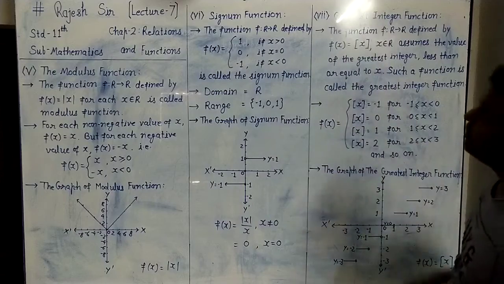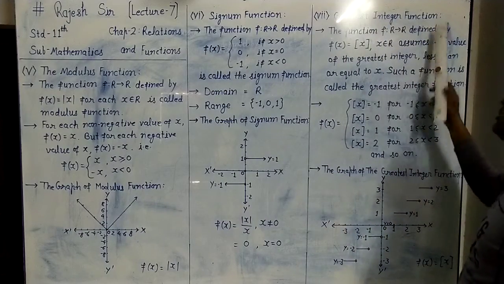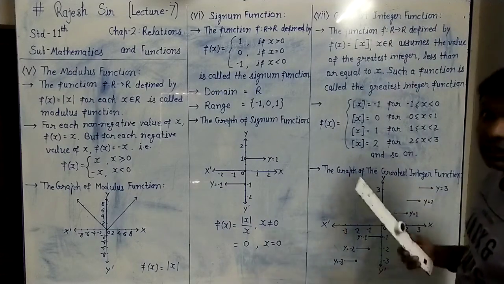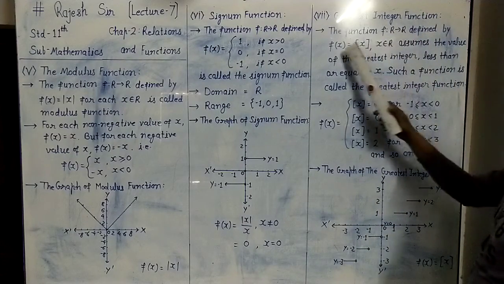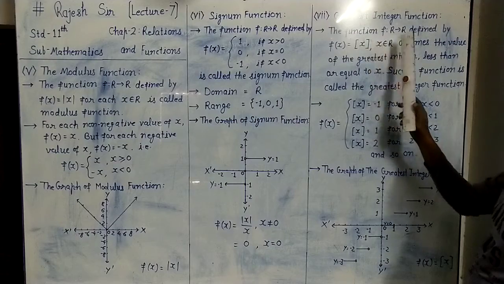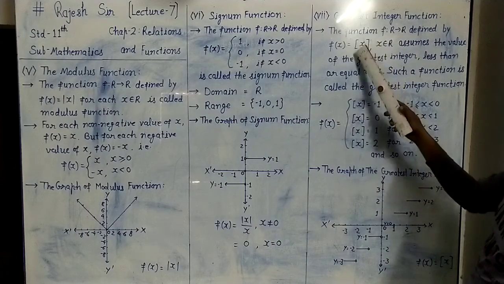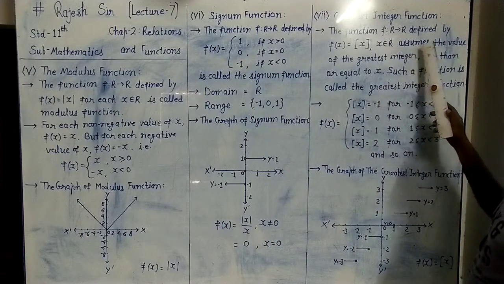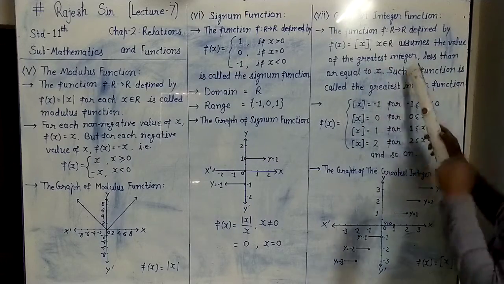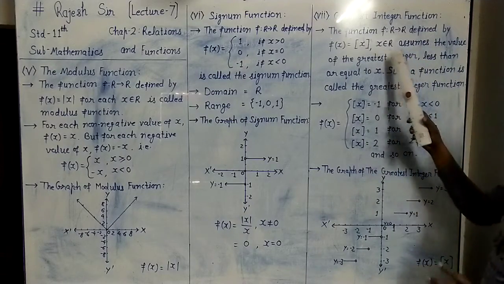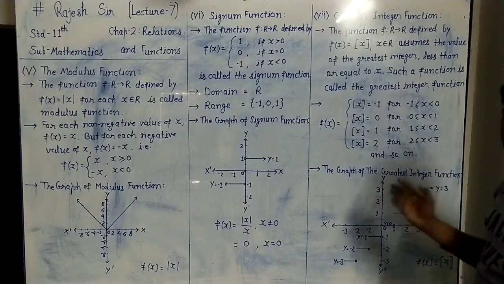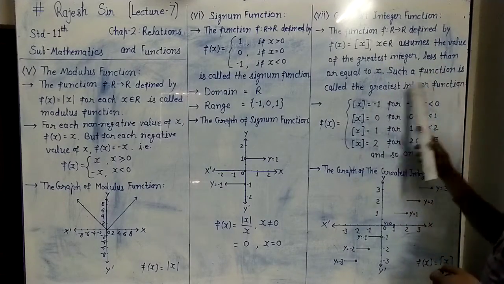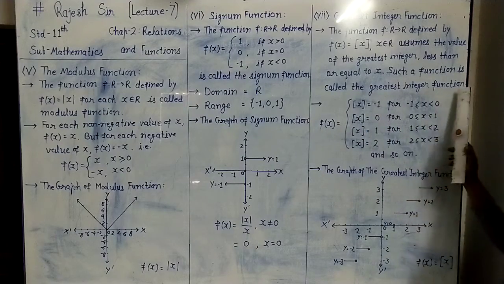The seventh type of function is the greatest integer function. The function f from R to R defined by f(x) = [x], the big bracket sign, for x belonging to R, assumes the value of the greatest integer less than or equal to x. Such a function is called the greatest integer function.